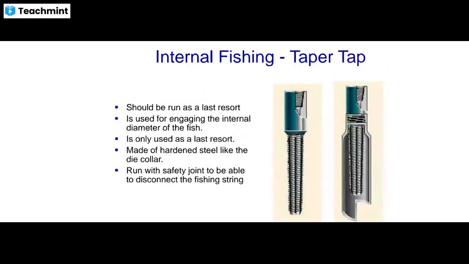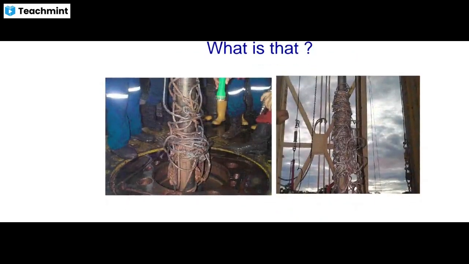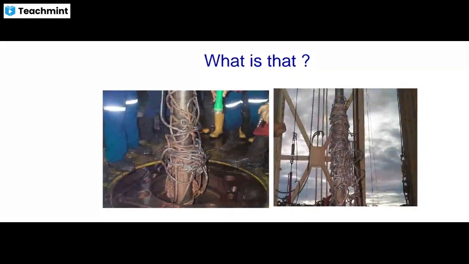This is the internal fishing taper tap. You can see here it is used as a last resort. Run with a safety joint to be able to disconnect the fishing string. So this is your schematic of what happens.